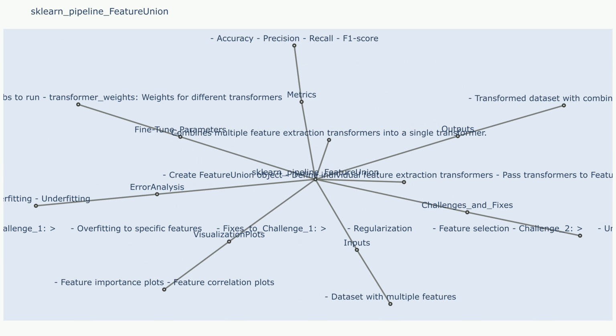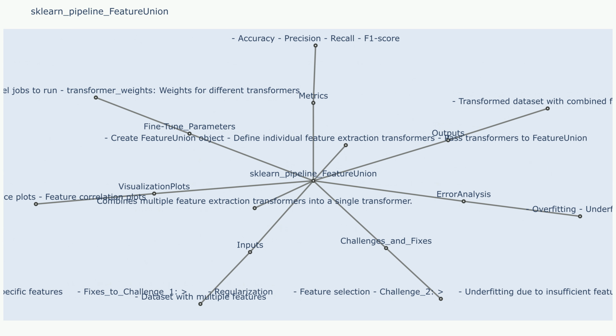Steps. Step 1. The first step involves defining the transformers you want to use. Each transformer should be a scikit-learn transformer object that can take the input data and transform it into a new representation. You can define multiple transformers within the feature union. Step 2. The second step is to instantiate the feature union object and provide the list of transformers you defined.